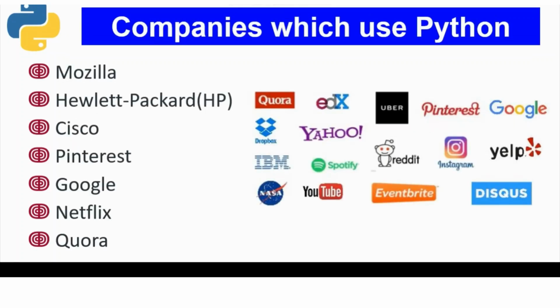Companies which are using Python are famous companies, for example Google, Pinterest, Netflix, Quora, Instagram, Yahoo, Dropbox, IBM.